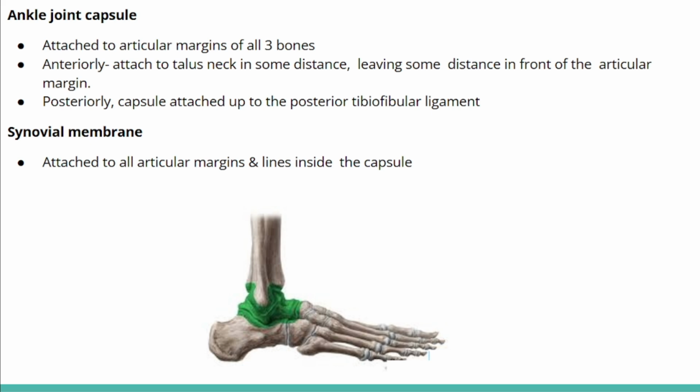So how is the ankle joint capsule attached to the margins? Joint capsule attached to articular margins of all three bones. Anteriorly, joint capsule attached to talus neck, leaving some distance between the articular margin. And posteriorly, the capsule attached up to the posterior tibiofibular ligament. Synovial membrane attached to all articular margins and lines the capsule internally.